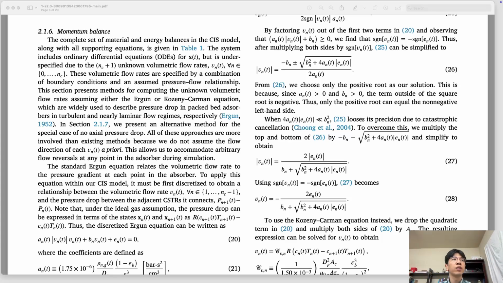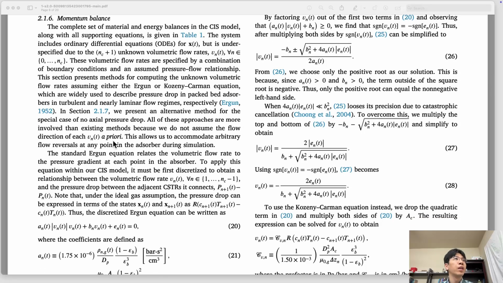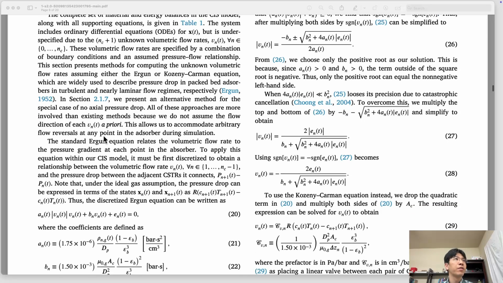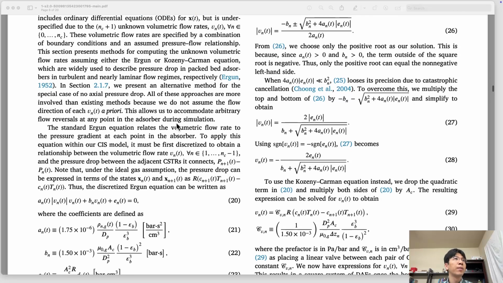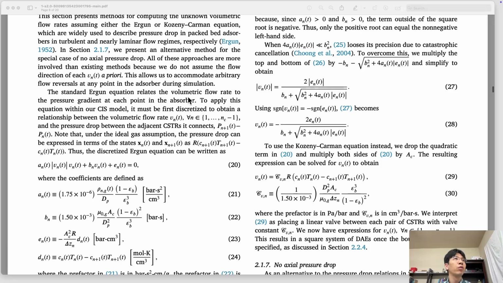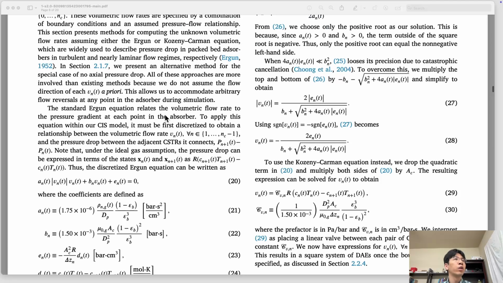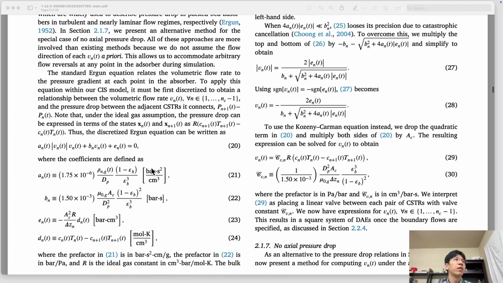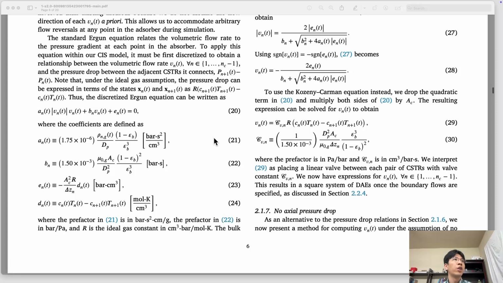Flow of the material happens from the higher pressure to the lower pressure. So the momentum balance is a crucial component, complementing the energy balance and the mass balance equations that we've derived. So we need to be able to write these momentum balance equations. One of the hallmark equations is the standard Ergun equation, which relates the volumetric flow rate to the pressure gradient at each point in the absorber. So we just have to discretize this Ergun equation, which is written in terms of partial differential equations, dP/dz, right? And then we're just discretizing it and doing a bunch of algebra, right?